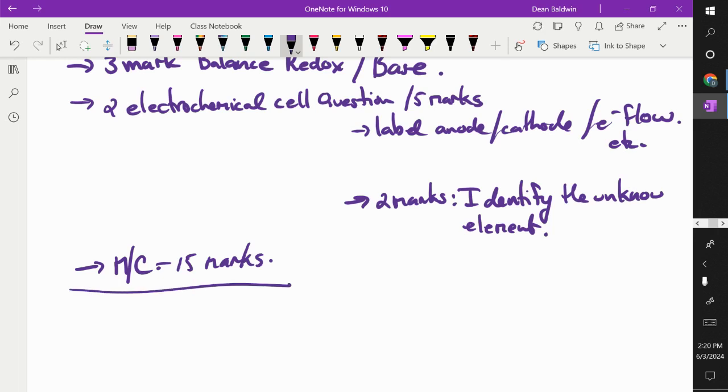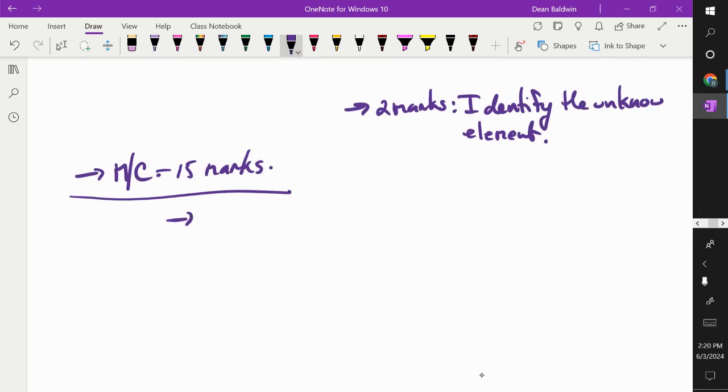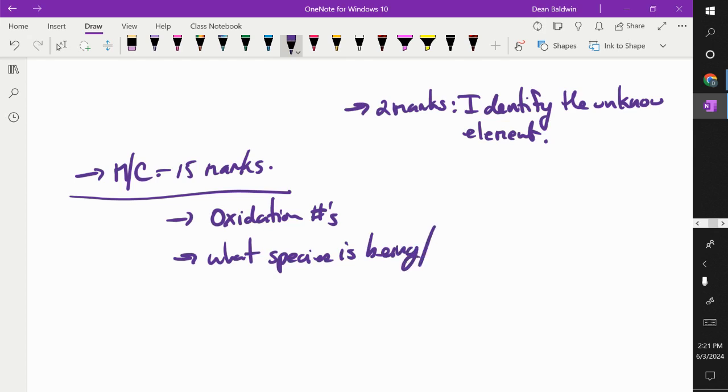Multiple choice, 15 marks. Multiple choice questions are going to be oxidation numbers. What species is being reduced or oxidized? Are there 15 multiple choice questions, or are there 3 and they're each worth 5 marks? 15 multiple choice questions. Actually, there's 30, and I make them a half mark each.